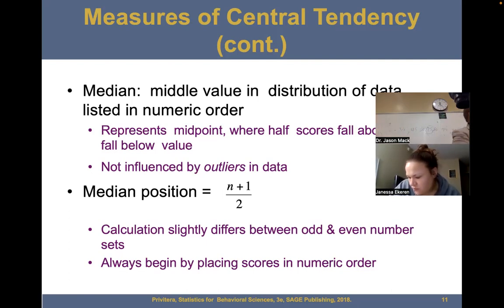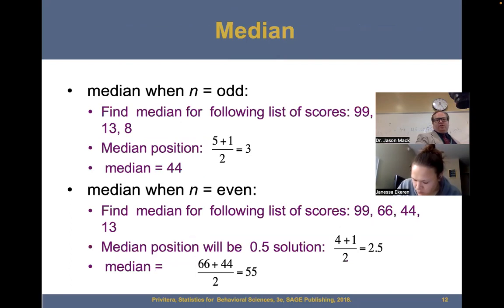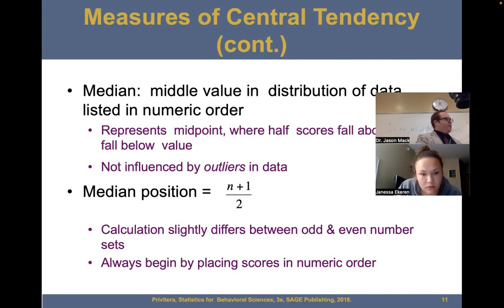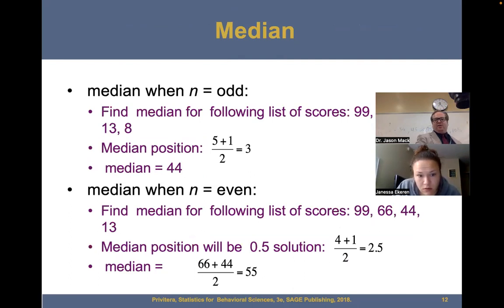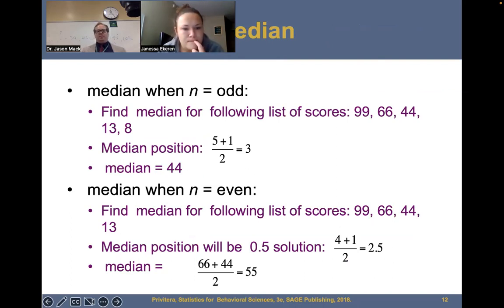How is stuff behaving? So the median position is n plus 1 divided by 2. It's slightly different with the calculation. It's not influenced by outliers. You always begin by placing scores in numeric order. So for example, if we have the median with n is odd, and we have the following scores, 99, 64, 44, 13, and 8, the median position, because there's 5 scores, 5 plus 1, which is 6, divided by 2, which is 3. So the median is 44 because it's the third number in the position of the numbers.